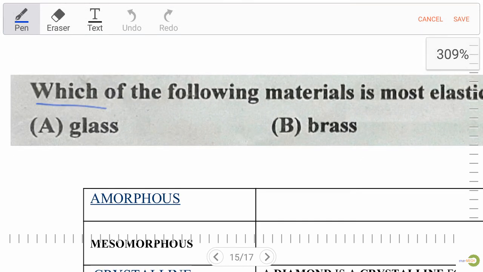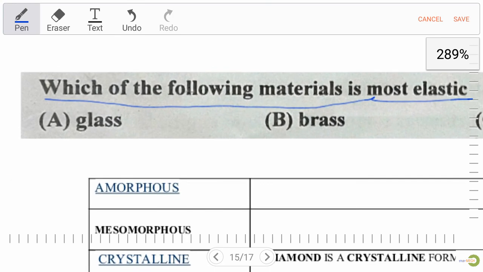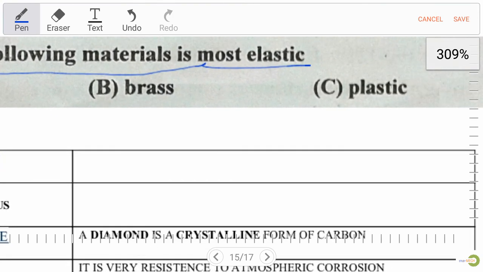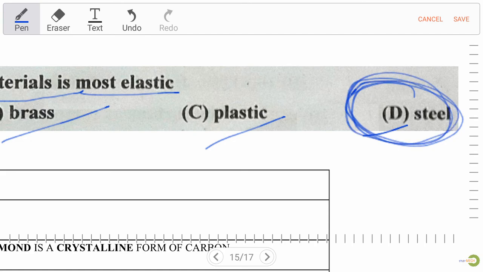Next question: which of the following materials is most elastic? Our options are option A glass, option B brass, option C plastic, and option D steel. Then our right answer is steel. Steel is the most elastic material.